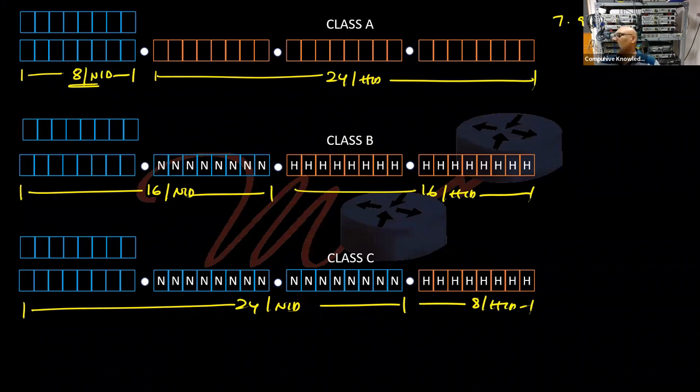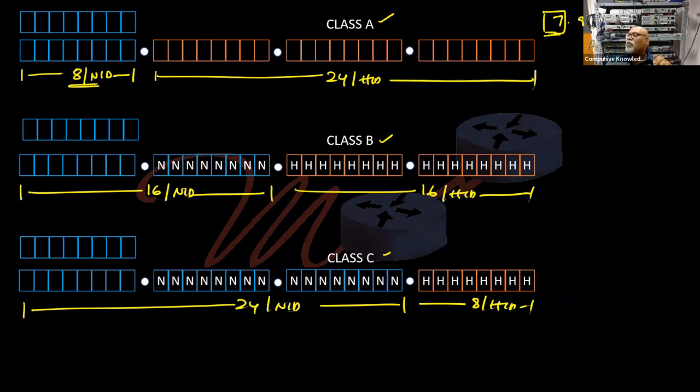Right? I wrote something like this. Now, by looking at this first number, that means the first octet, I should be able to tell whether it is class A, B, or C. You should be able to identify that. So by looking at the first number, we can identify.